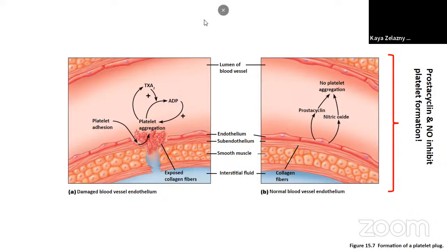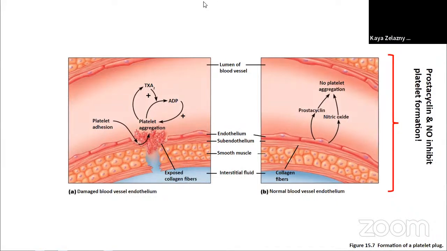A thing to note at this point: the reason we don't have this happening all the time is that when those collagen fibers aren't exposed, when we don't have an injury, our healthy endothelial cells are secreting these two other compounds, prostacyclin and nitric oxide. These two messengers tell the platelets in the blood, don't clot, don't adhere right now. So this is kind of a negative feedback, except there hasn't been a change yet. It's a preventative signal that prevents clotting.